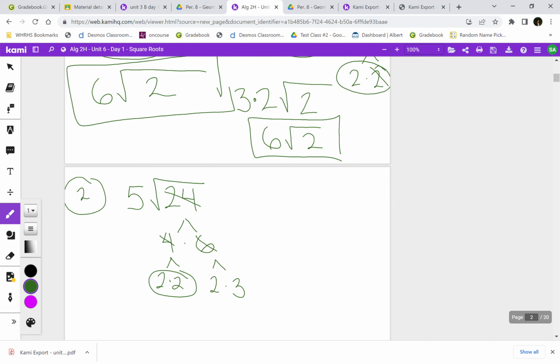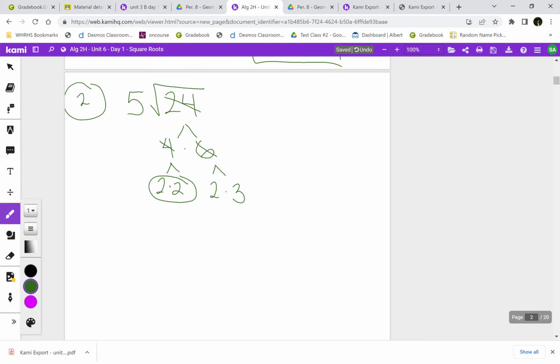It's fine. Whatever's circled is going on the outside how many times? 1 time. But I'm going to put a 2 on the outside, but what do I already have on the outside? A 5. What do you think we're going to do with that 2 and the 5? Multiply them. And now whatever is not crossed out and not circled, that goes on the inside. What's not crossed out and not circled? A 2 and a 3. What do you think we're going to do with that 2 and the 3? Multiply them. So this becomes 10 root 6.